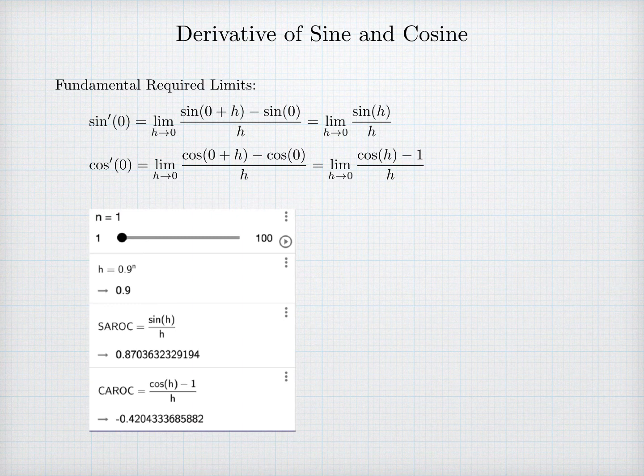And then I calculate the average rate of change for the sine, which I've abbreviated SAROC, and the average rate of change for the cosine, which I've abbreviated CAROC. And we'll watch an animation as n increases so that our sequence h approaches 0. And pay attention to the values of the sine and cosine's average rate of change and see what they approach.